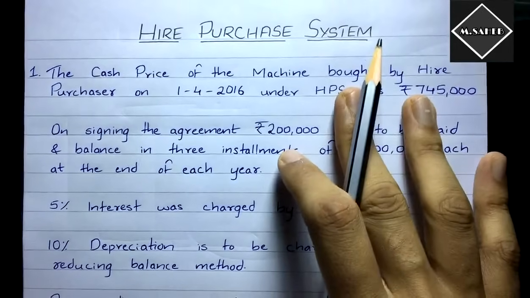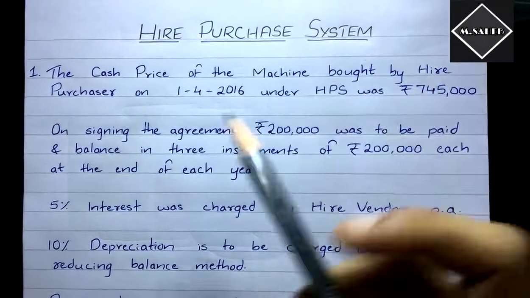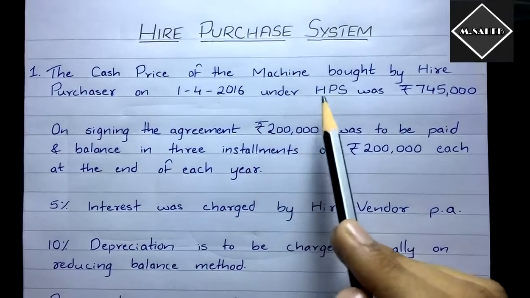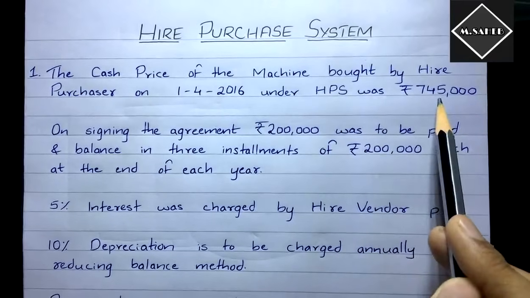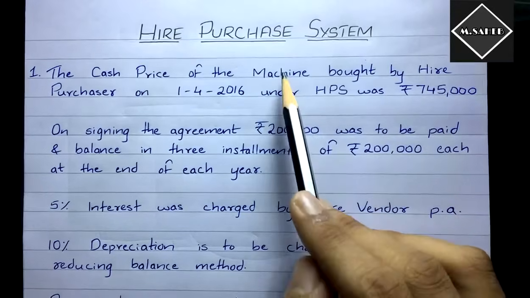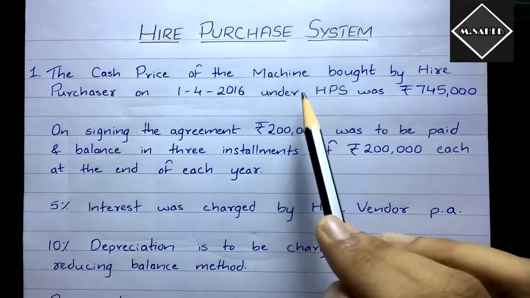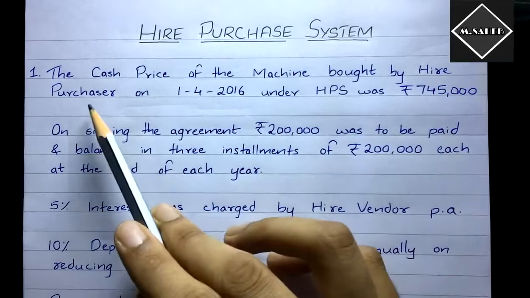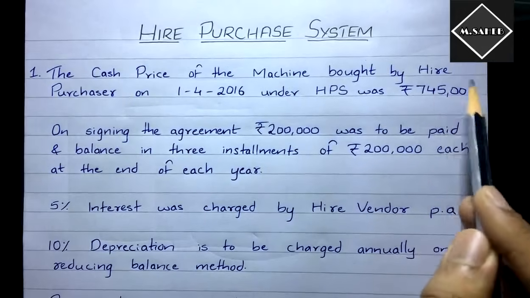Now in this video I'm going to solve this simple problem of hire purchase. Here's the question. The cash price of the machine bought by hire purchaser on 1/4/2016 under hire purchase system was 7,45,000. So here it is said a person purchased a machine under hire purchase system. If anybody is purchasing anything under hire purchase system, then he automatically becomes hire purchaser. At a price of 7,45,000. This is the cash price.